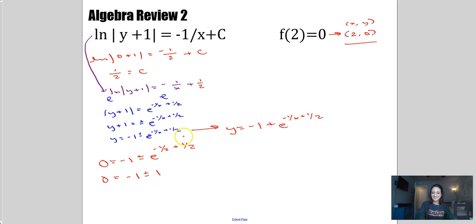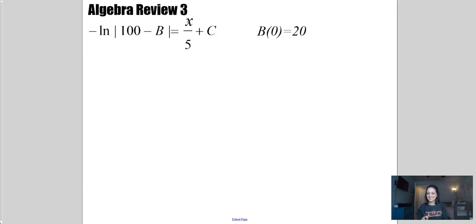All right, let's try one more kind of algebra review problem before we look at slope fields. First, pause on your screen, go ahead and copy what I have. All right, so let's first write our initial condition as an ordered pair. This is (0, 20). I see that I'm using x's still, but instead of y's, I'm using capital B, so just kind of keep that in mind.